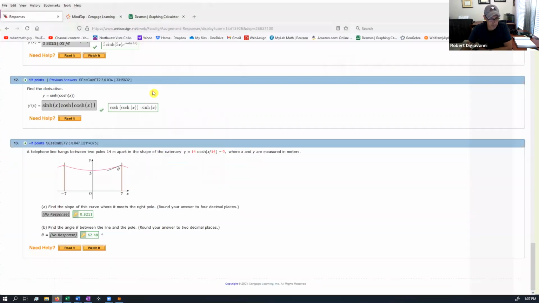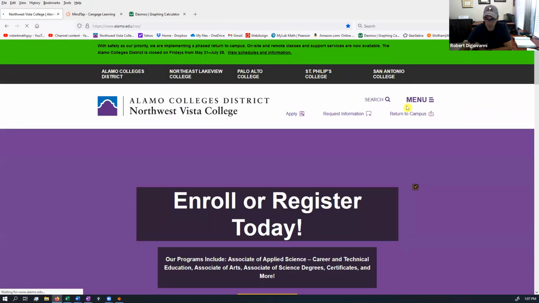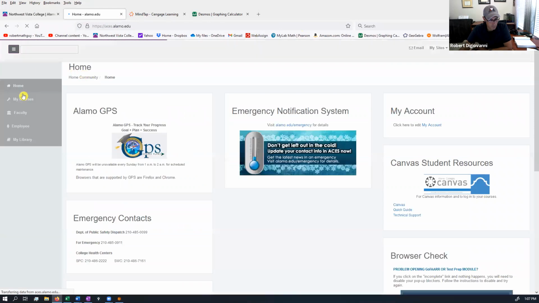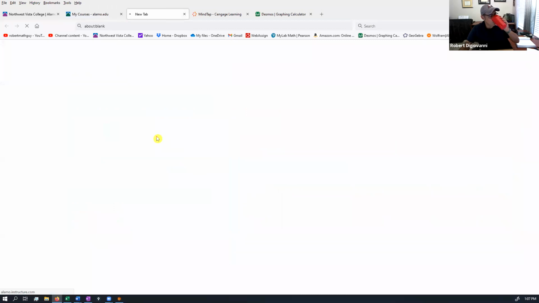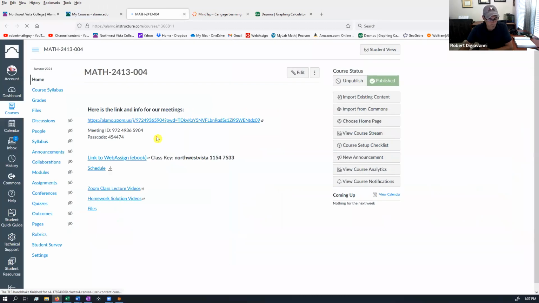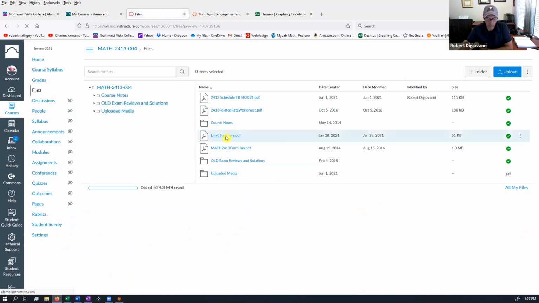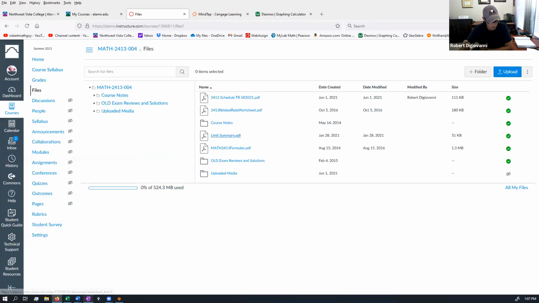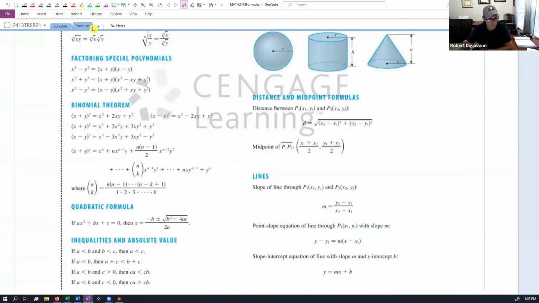So let me bring up our formula sheet. I'm going to go to our Canvas page real quick, and under files, the limit summary. Okay, I'm going to download this and then open it up. Actually, I think I'll put it right here in the formulas. I'll make a new one.